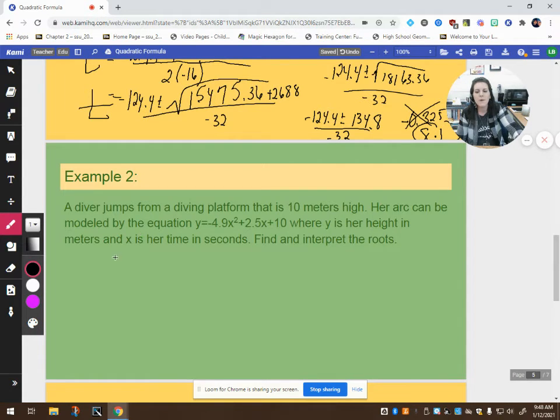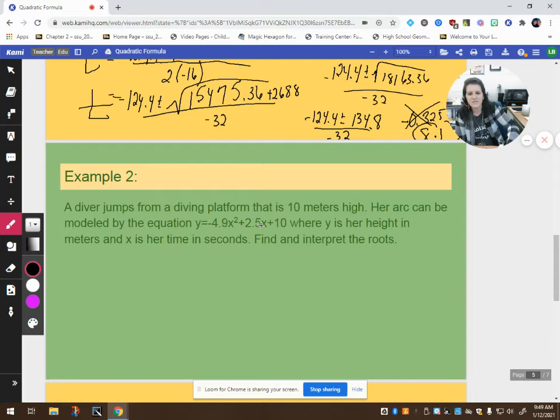All right, example 2. A diver jumps from a diving platform that's 10 meters high. Her arc can be modeled by the equation negative 4.9x squared plus 2.5x plus 10, where y is her height in meters and x is her time in seconds. Find and interpret the roots. Pause the video right now, get out your piece of paper, try this problem.